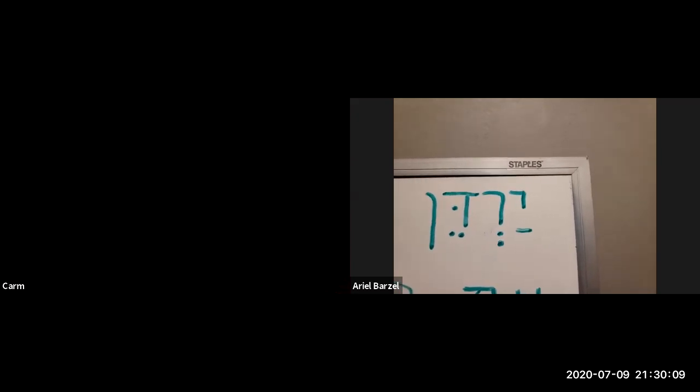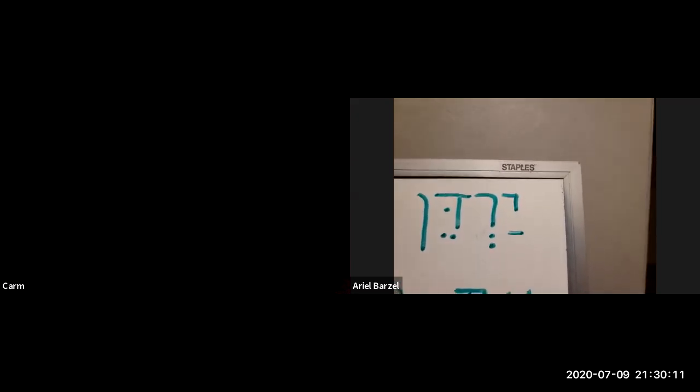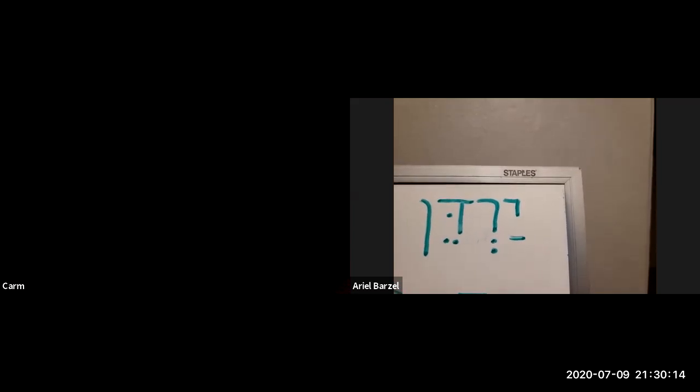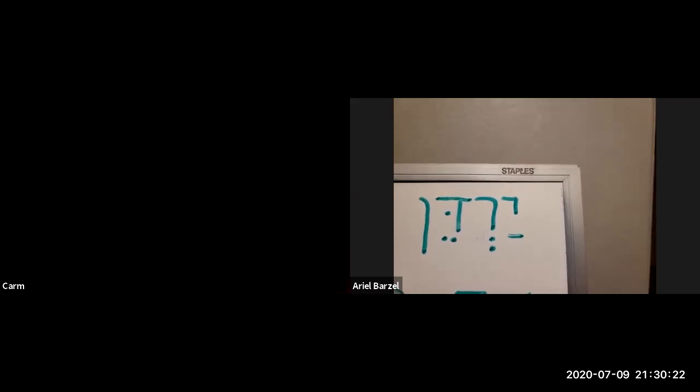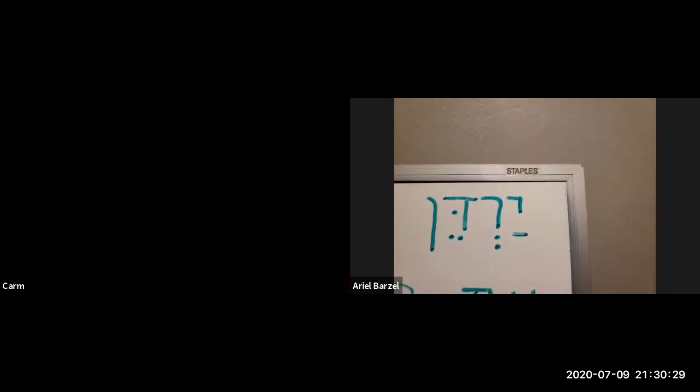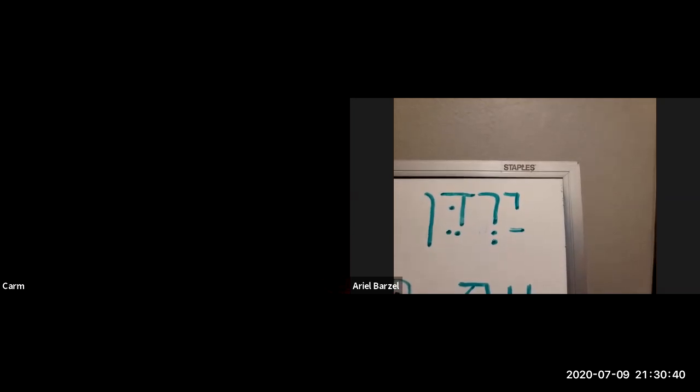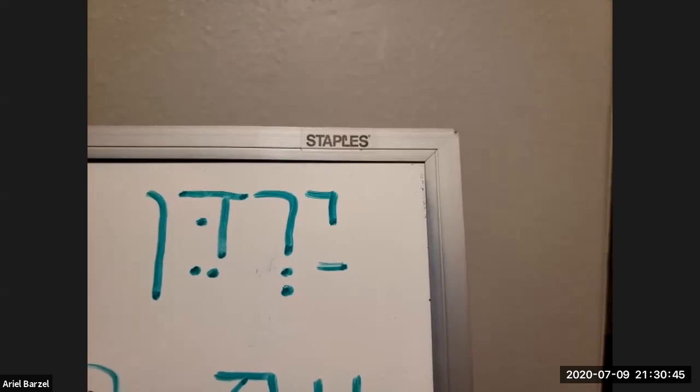So the dagesh functions in two capacities. It either makes it a hard D sound, or it makes it a double. So it'll be a double D sound. In this case, it's just making it a hard D sound. So you have day, right? Day. So Yar-day, Yardain, Wadi Yardain, the River Jordan.